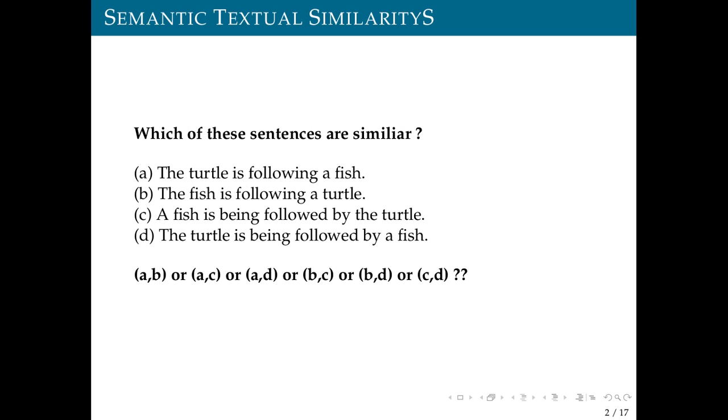It is a trivial question for humans to identify which of these sentences are similar, whereas it is challenging for an NLP system. Here we can see the pair AC and BD are similar, whereas all other pairs are dissimilar. Our work focuses on this research problem of how to identify if the given sentence pair is similar or not.